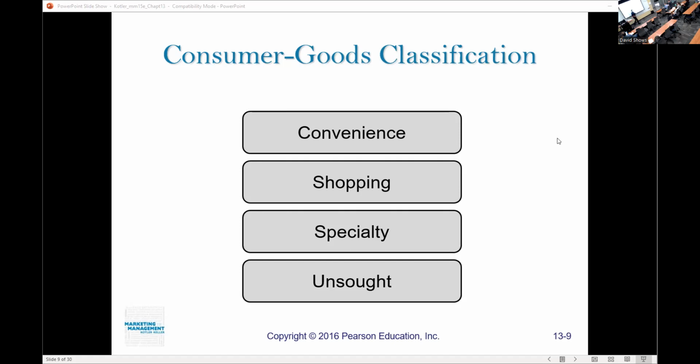Okay. Convenience also, before I go on, there are also two other categories. One of those is called staples. And these are the goods that you happen to buy every day. Milk, bread, eggs, those kind of things that you buy frequently.